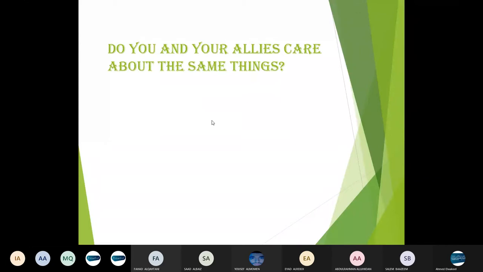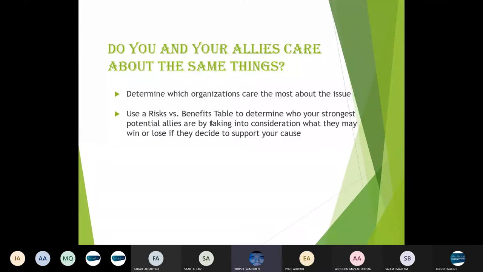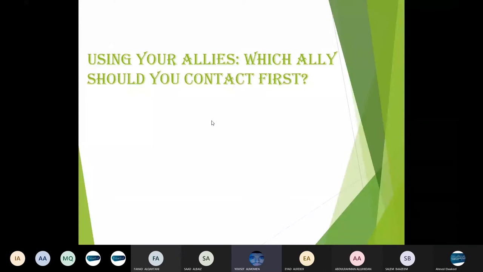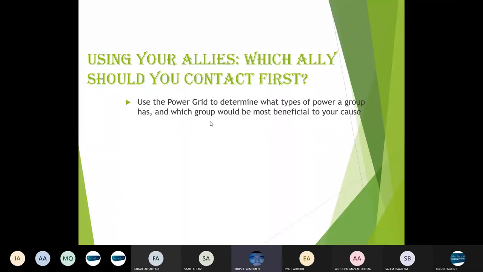Do you and your allies care about the same thing? Determine which organizations care the most about the issue. And use a risks versus benefits table to determine who your strongest potential allies are, by taking into consideration what they may win or lose if they decide to support your case. Nice. Using your allies, which ally should you contact first? Use the power grid to determine what types of power a group has and which group would be most beneficial to your cause.